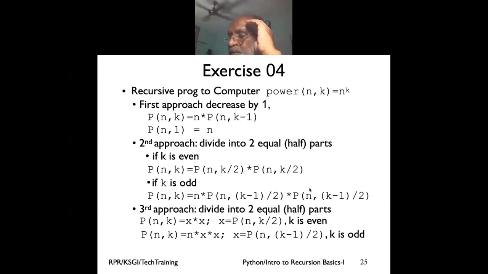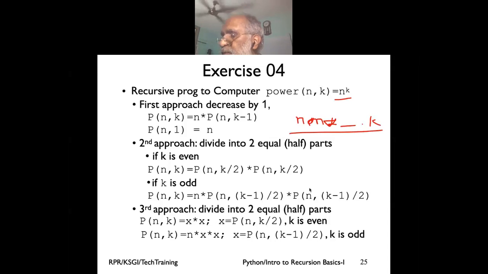You can look at that. Again, compute the power of n raised to power k, which is n multiplied k times, using recursion. You can solve it by n times n to the power k minus 1. And when k is 1, you know the answer. So this is my terminating step. Or you can say k is equal to 1, return n. Either way is fine.